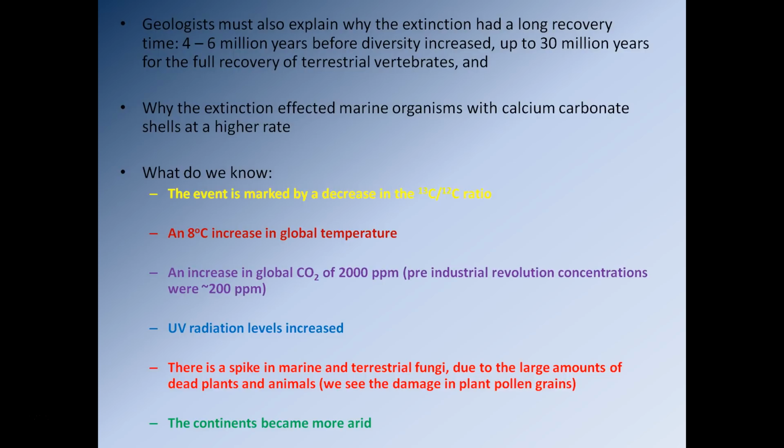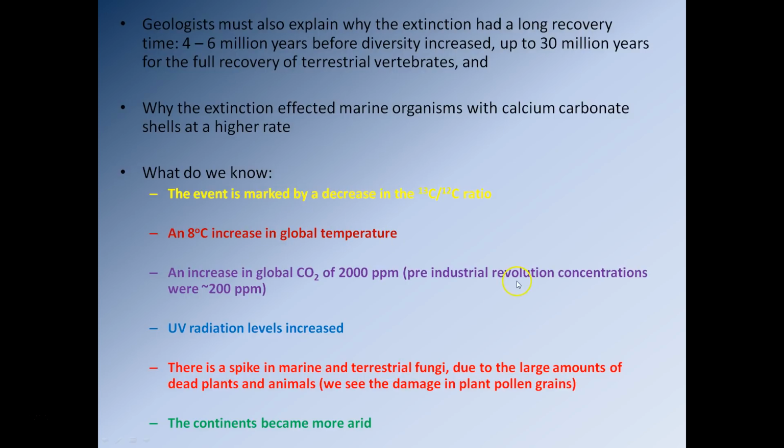What else do we see? Well, there's probably an increase in global temperature of around 8 degrees Celsius. We also see an increase in global carbon dioxide, essentially an increase of about 2,000 parts per million. To give you some idea, pre-industrial revolution concentrations of carbon dioxide in the atmosphere were about 200 parts per million. So that's a pretty significant increase. That's going to cause some very serious global warming. So the amount of carbon dioxide increasing ties back into the increase in global warming that we see.